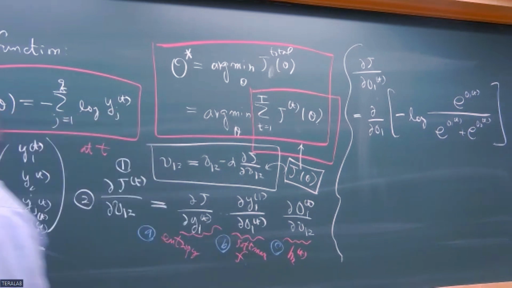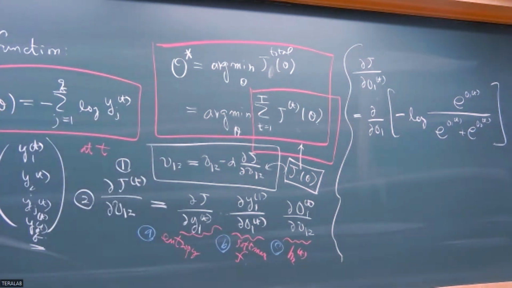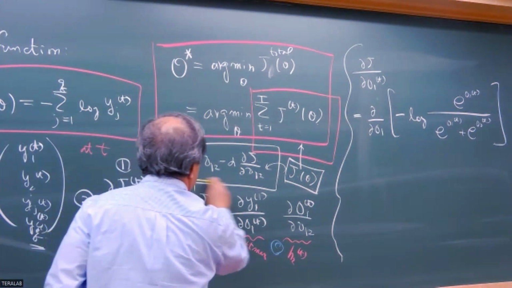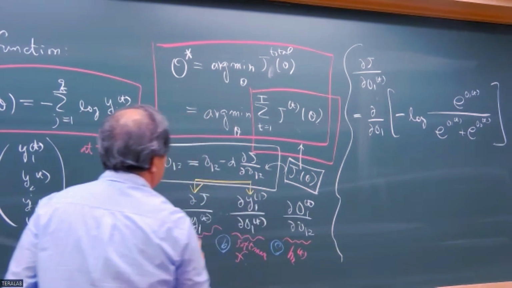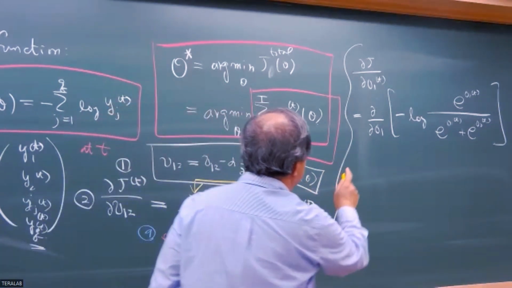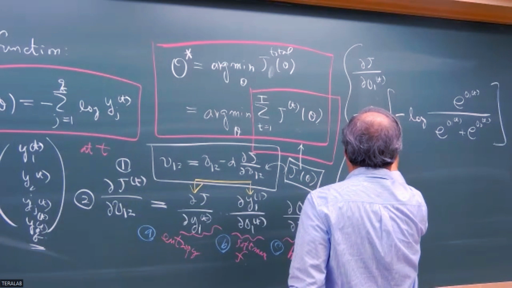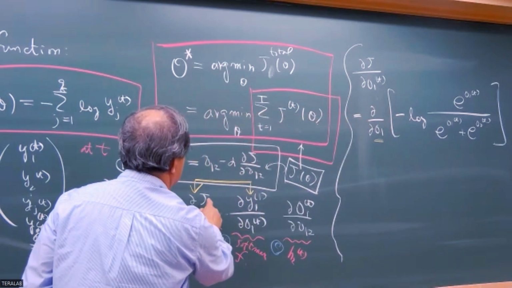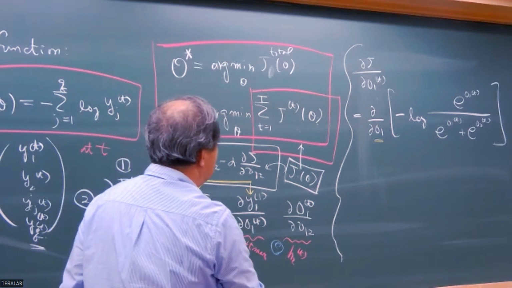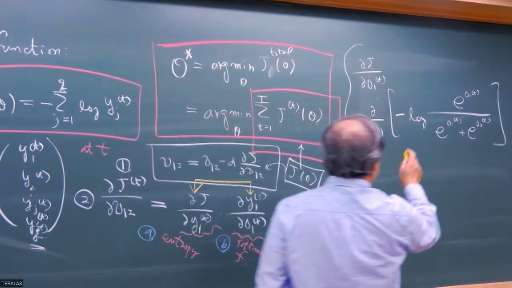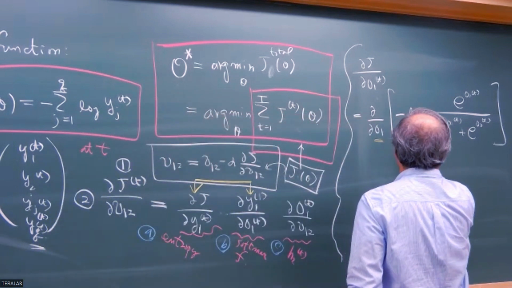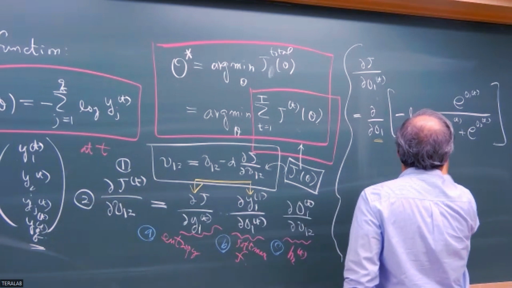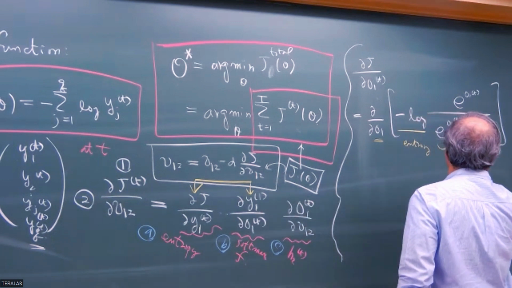Now, I'm deriving equations for these two parts together. First, we have to take the derivative of the loss function J with respect to O1. Of course, we have a minus log, that is an entropy feature, and this term is the softmax function.